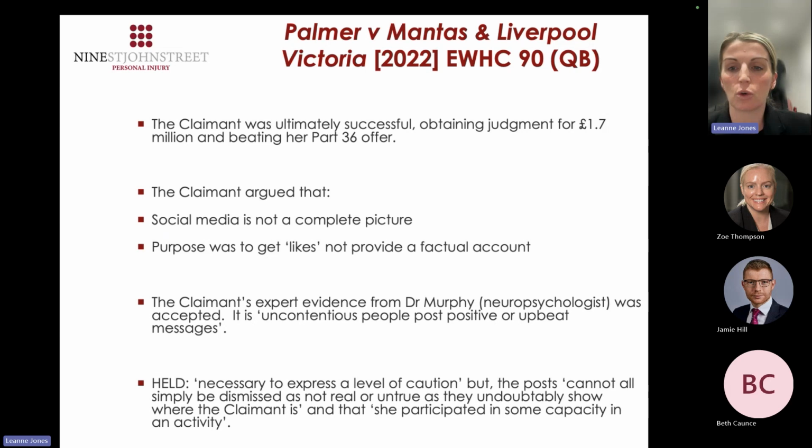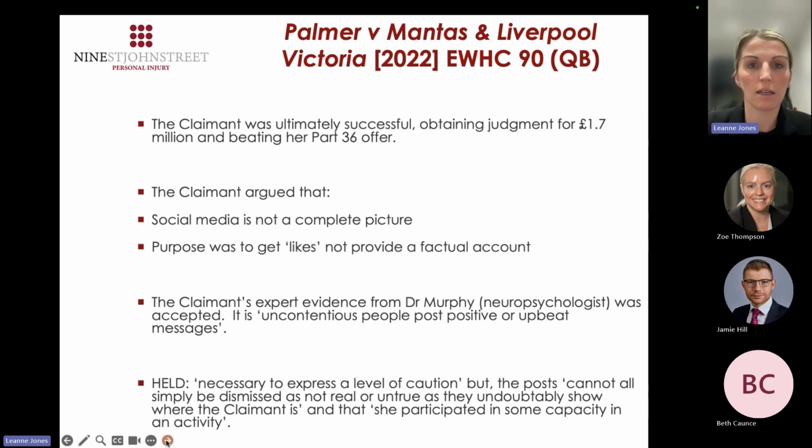The claimant's expert, Dr. Murphy, in that case was accepted. What was said is it's uncontentious that people post positive or upbeat messages. And it was held that a level of caution needed to be expressed, but the posts can't simply be dismissed as not true or unreal, because they undoubtedly showed the claimant taking part in some capacity in that event. So that was a case that wasn't successful in relying on social media evidence.